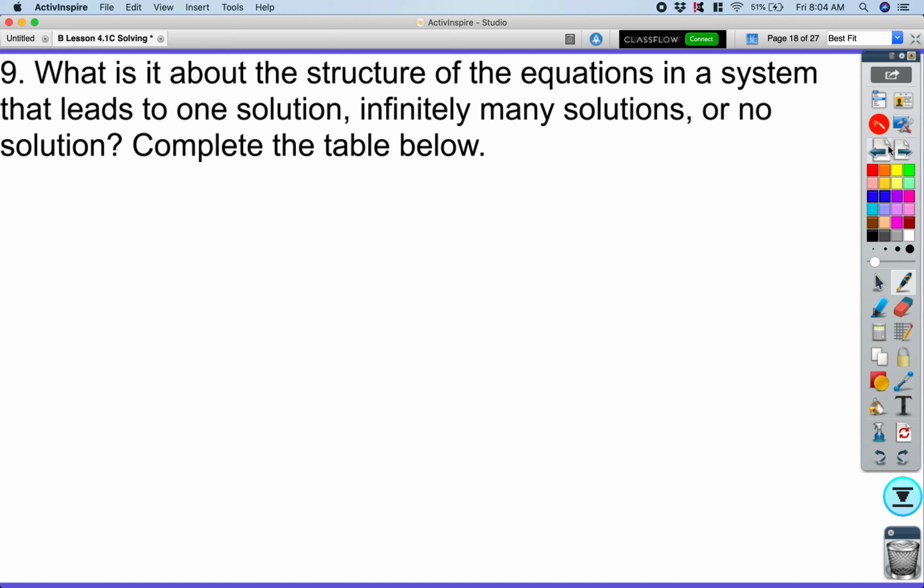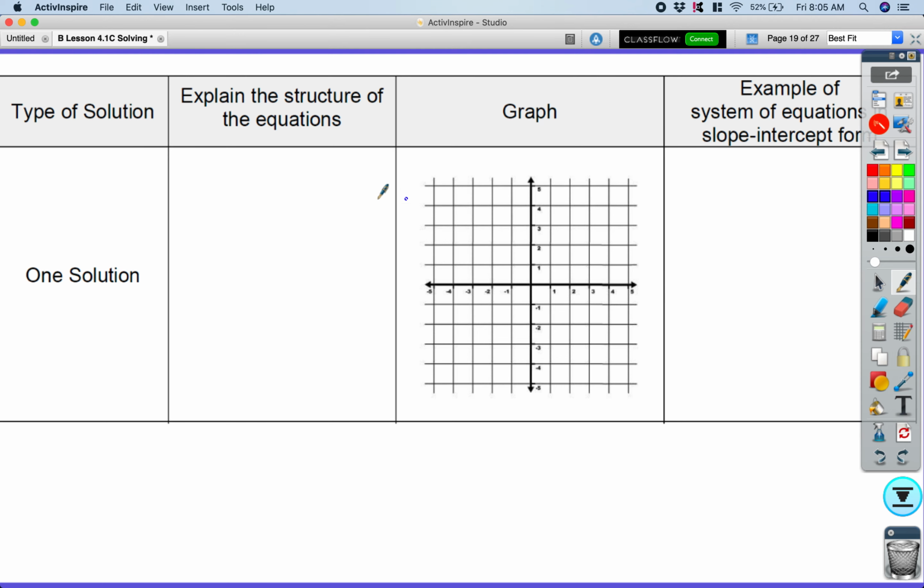So what is it about the structure of the equations in a system that leads to one solution, infinitely many solutions, or no solutions? So guys, basically what I'm saying here is I give you two equations. Just by looking at the equations, I want you to tell me, is it infinitely many, no solutions, or one solution? So let's go ahead and start with this one. One solution. Explain the structure of the equation.